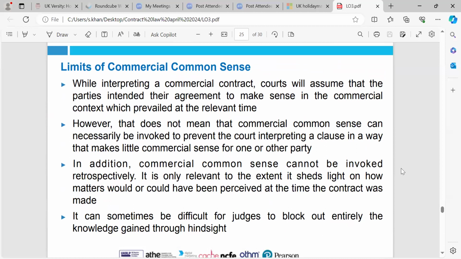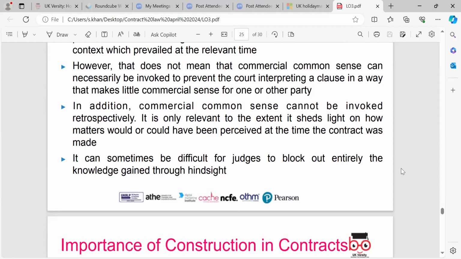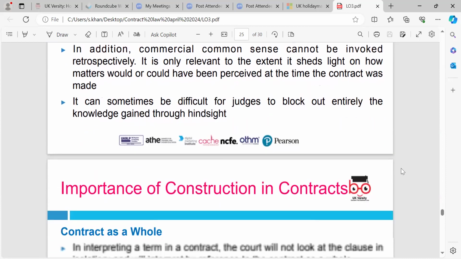Limits of commercial common sense. While interpreting a commercial contract, courts will assume that the parties intended their agreement to make sense in the commercial context which prevailed at the relevant time. However, that does not mean that commercial common sense can necessarily be invoked to prevent the court interpreting a clause in a way that makes little commercial sense for one or other party. In addition, commercial common sense cannot be invoked retrospectively, so it's only relevant to the extent it sheds light on how matters would or could have been perceived. It can sometimes be difficult for judges to block out entirely the knowledge gained through hindsight.